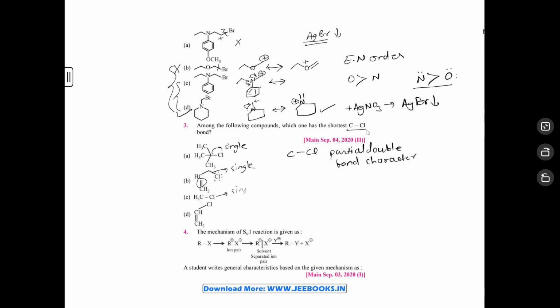Here is the same, but in this case the lone pair of the halogen is in conjugation with this pi bond. Hence here carbon and chlorine have partial double bond character. So therefore the bond length in option D will be shorter. So the correct answer is D.